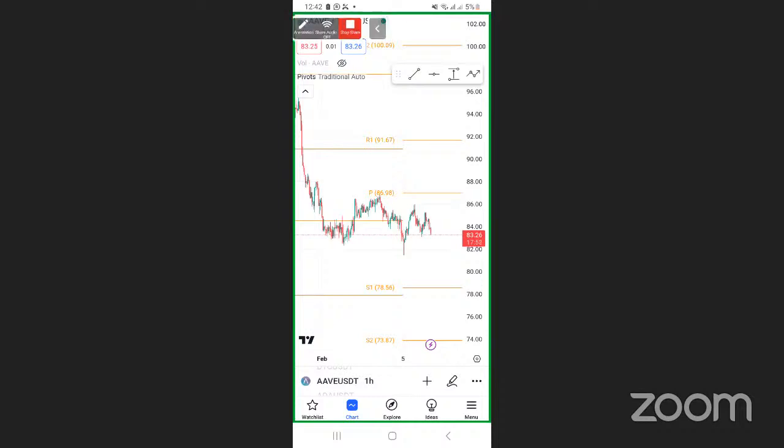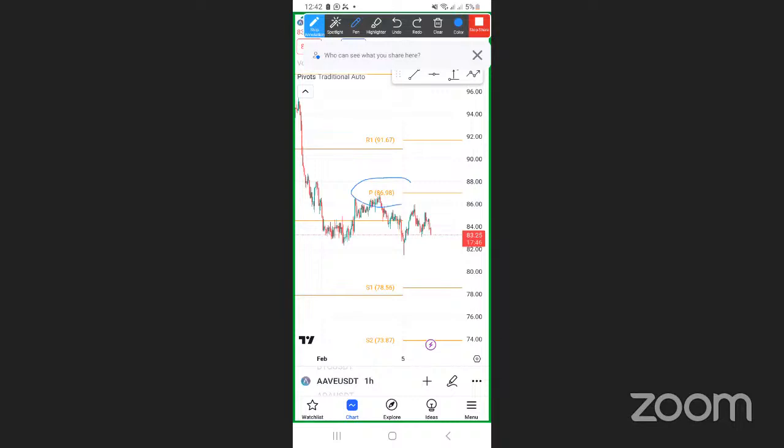Like you can see these points. Let me try to break them down. Let me use a pencil. Okay, you can see this price. Which coin is this? Aave. The pivot level is at 86.98. What does that mean? That this is the point of change. When we reach that point, we are more likely going to change. You get it? Pivot.